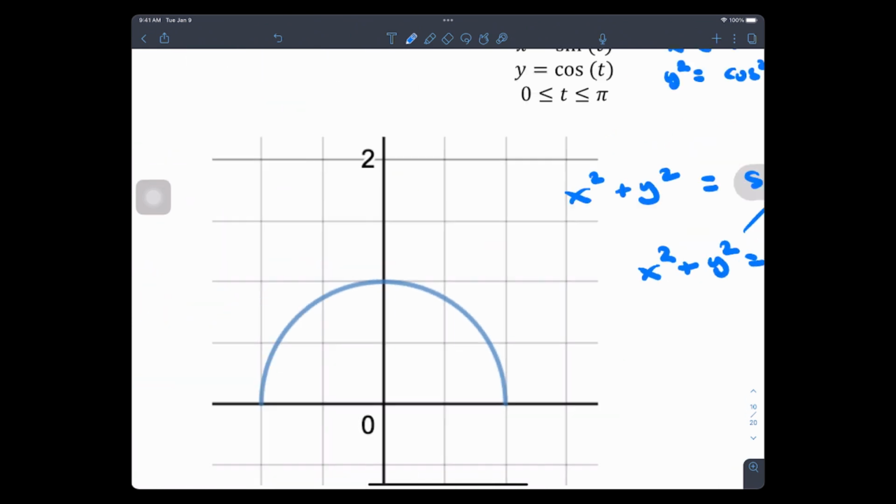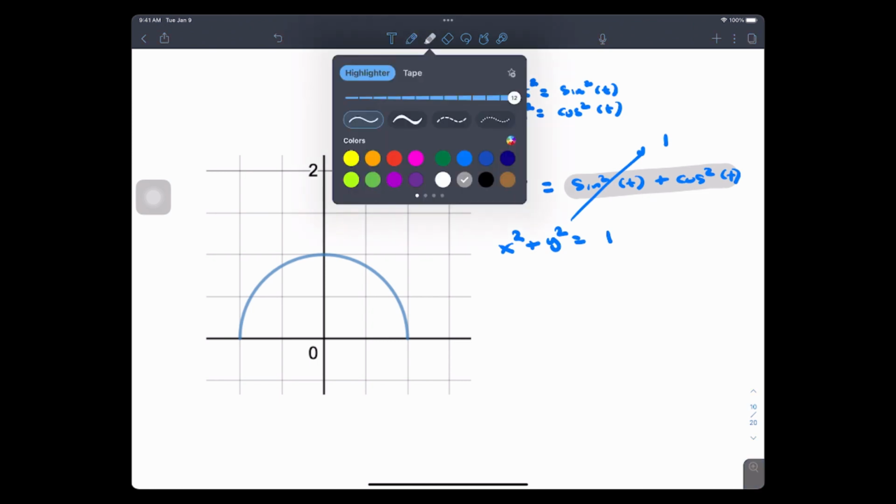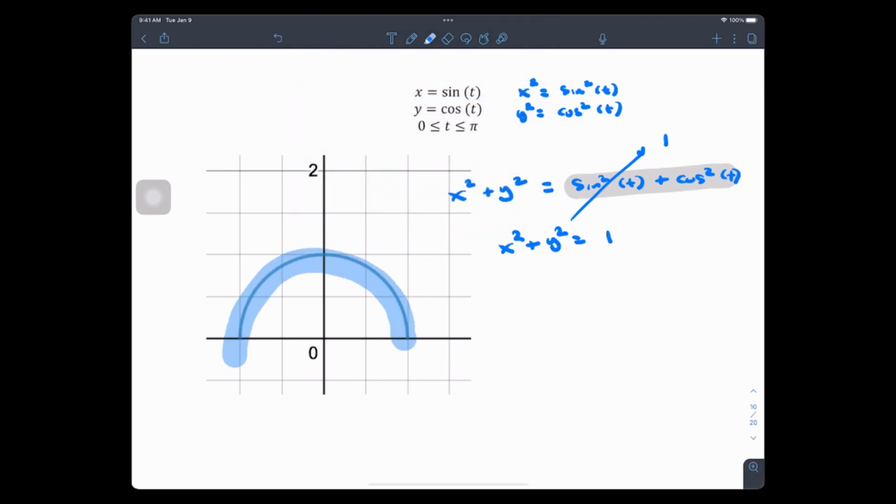You go, okay, Mr. Judge, why don't I have a full circle? You guys know why you don't have a full circle? Well, the parameter they gave you, t goes from 0 to what? Pi. So here's the full circle.